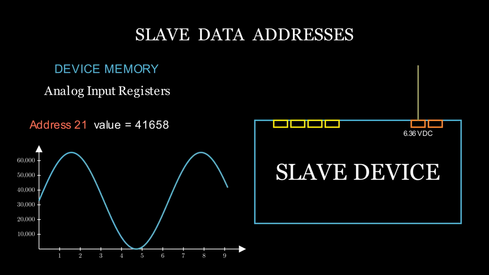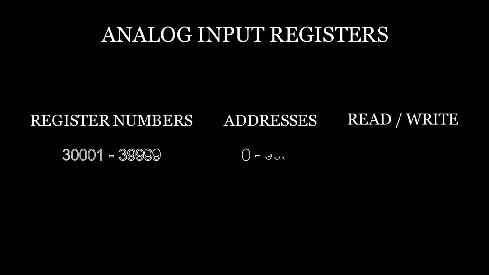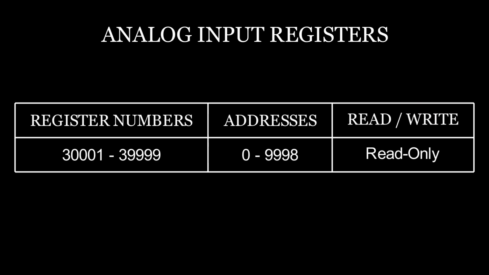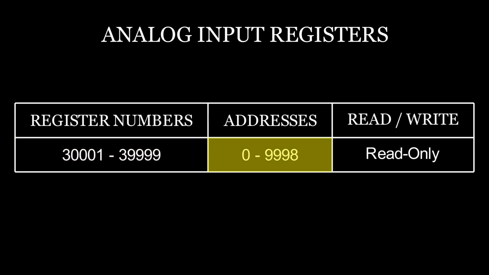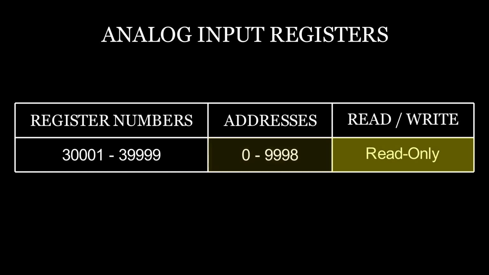over time. In Modbus RTU, analog input registers are identified by both a number and a memory address. These registers start at an offset of 30,000, meaning the first register is numbered 30,001. Each register number corresponds to a specific address. For example, analog input register 30,001 has the address 0. It's important to note the range of these numbers and their corresponding addresses. Since these are input values, they are read-only, meaning we cannot change their values.